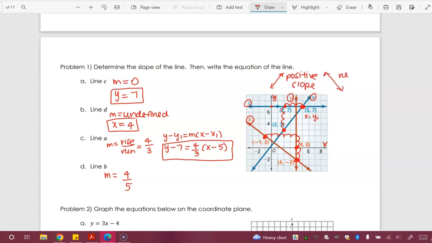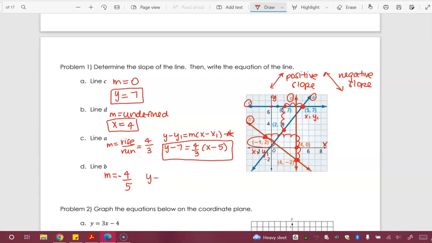Downhill lines have a negative slope, so we can throw a negative on the slope. And then again, we can write an equation in point slope form. I'm going to use the same formula, and I'm going to use this point right here. So there's my x1 and my y1.